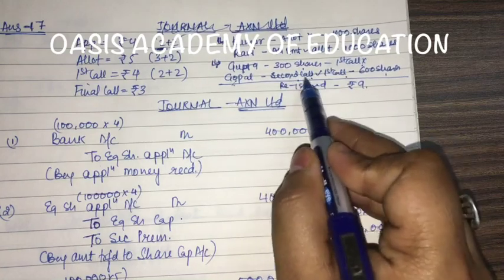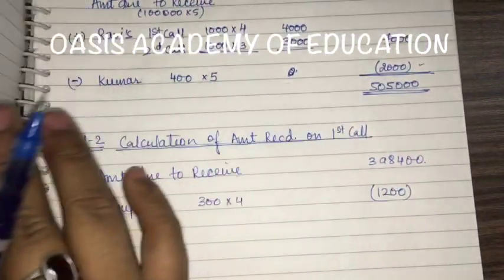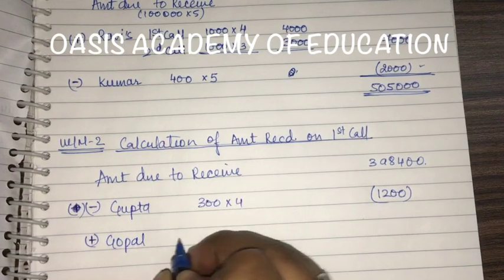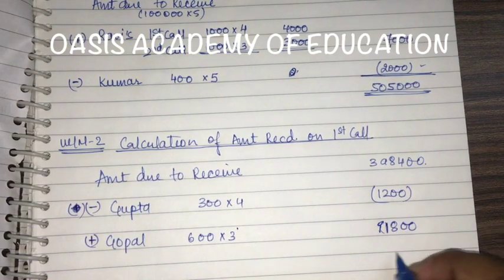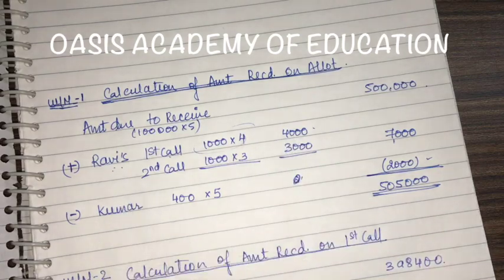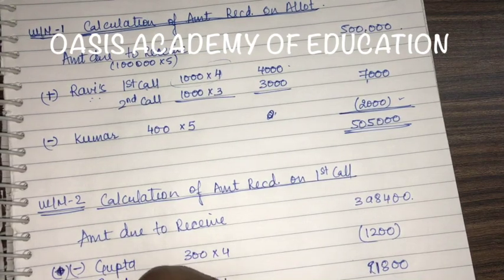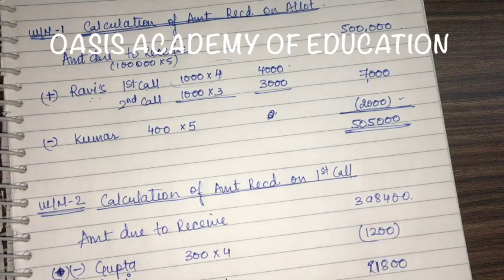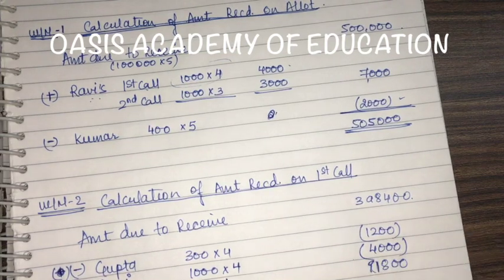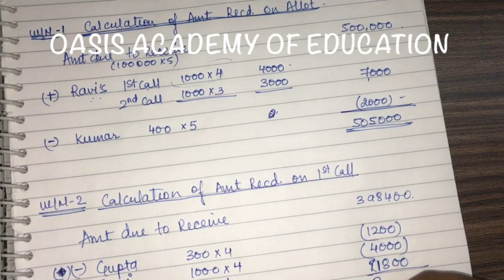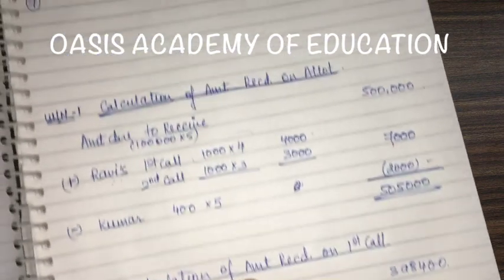second call. He has paid the second call money on 600 shares just now. So second call is for 3 rupees. So we are going to receive this amount of Gopal. 600 into 3, that comes out to be 1800. Yes, Ravi has already paid his amount in allotment. So we are going to subtract this amount of Ravi, because this amount is already included in this figure. So we need to subtract it. So hence we get a total 3,95,000. That is the amount to be received.